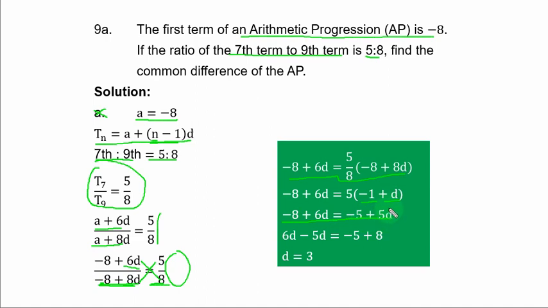Collect like terms. You transfer plus 5d to the left hand side. You have 6d minus 5d. Already minus 5 is here. You transfer minus 8, it becomes plus 8. So you have d equal to 3. Even if you decide to cross multiply in the normal way, you are still going to have the same result, d equal to 3.